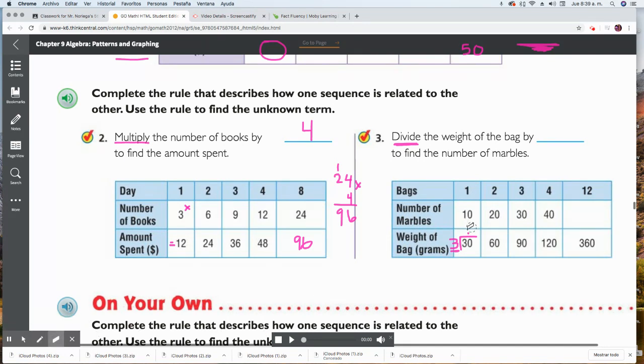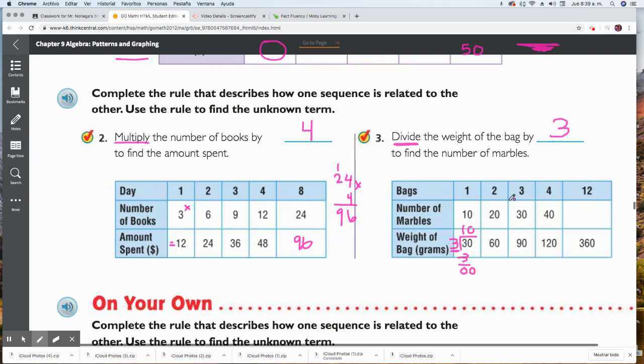Now that I have that problem written that way, let me get rid of this little box right here. 3 divided by 3, of course, 1. Then subtract 3 minus 3 equals 0. Then bring the 0 down. What number times 3 equals 0? Well, the number is 0. So, yes, 10. So I divide the weight of the bag by 3 to find the number of marbles.